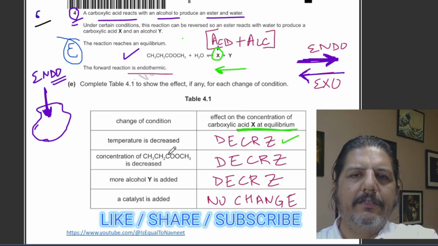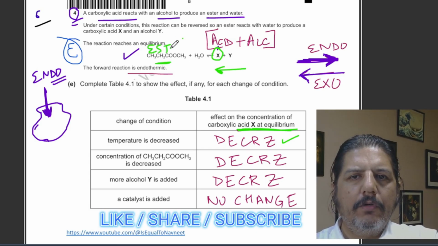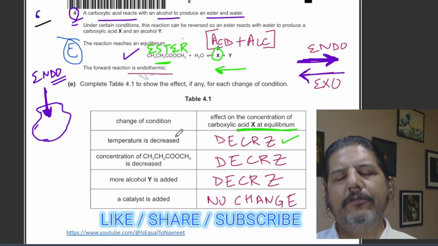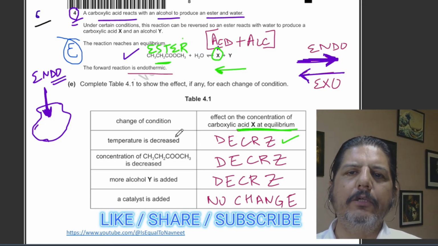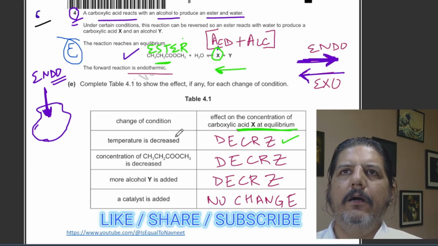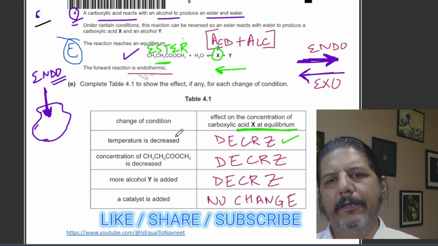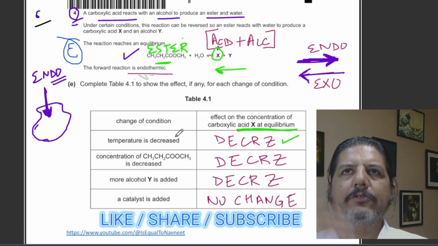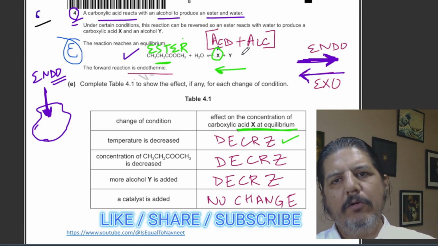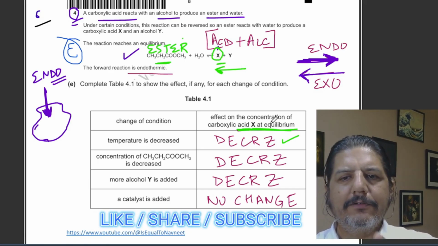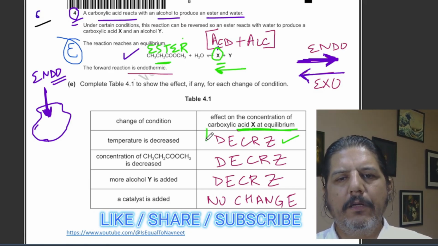Concentration of ester is decreased. This is the ester. If you decrease the concentration of ester, the system, as per Le Chatelier's principle, will try to increase the concentration. It will try to oppose the change that you are bringing. It can oppose the change by increasing the concentration of ester, and that can only happen if X is consumed. That is why the concentration of X would decrease. I hope this is making sense.